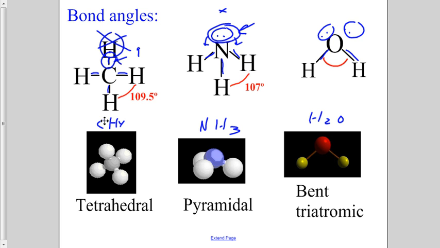So unshared pairs repel more than shared pairs, and 2 unshared pairs are going to repel more than 1 unshared pair, making that bond angle 105 degrees. So bottom line there is unshared pairs always repel more than shared pairs, and if the bond angle is less than 120, it's going to push those bonds, changing the shape of the molecule.